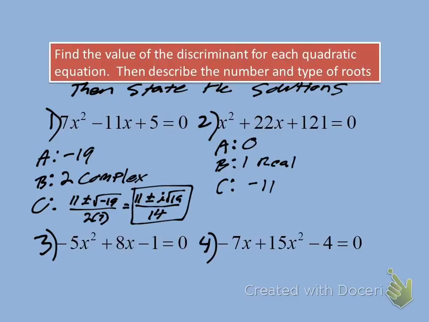All right, number 3, what's A? Negative 5. What's B? What's C? Negative 1. So negative 5, sorry. 8, negative 1. What's your discriminant? 44, which means you're going to have 2 real solutions. All right, and then when you hit enter, those solutions are decimal numbers, right? So we got to clean that up now. All right, so we put 44 in for the square root.